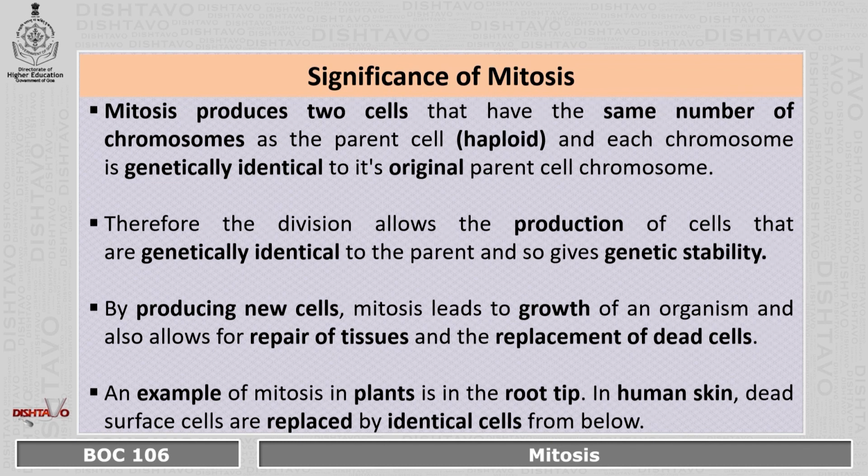Significance of mitosis. Mitosis produces two cells that have the same number of chromosomes as the parent cell, and each chromosome is genetically identical to its original parent cell chromosome. Therefore, the division allows the production of cells that are genetically identical to the parent and so gives genetic stability. By producing new cells, mitosis leads to growth of an organism and allows for repair of tissues and replacement of dead cells.